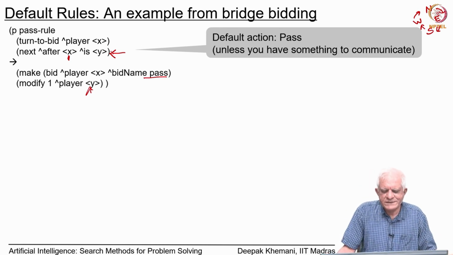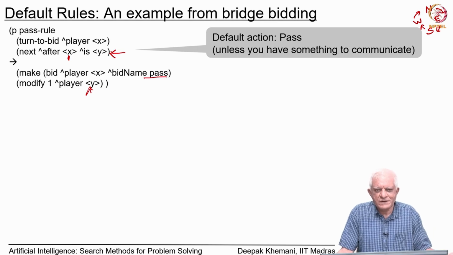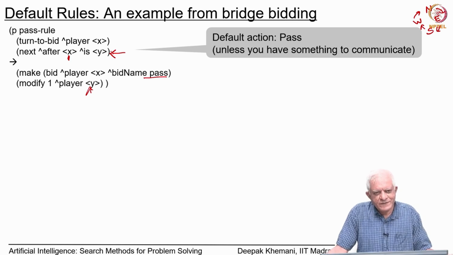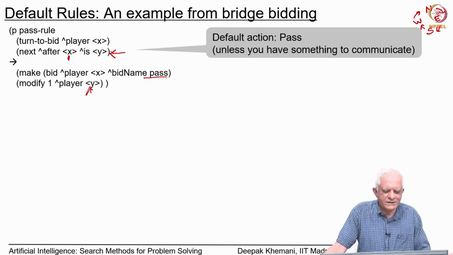The important part is that we are talking about a default action, that if you have nothing, no reason to bid something else, just pass. And I have friends whose status on their social media site says pass is also a bid, because there are people who do not know when to stop.